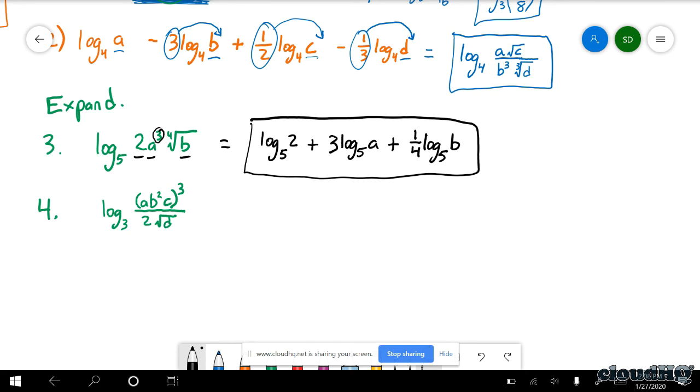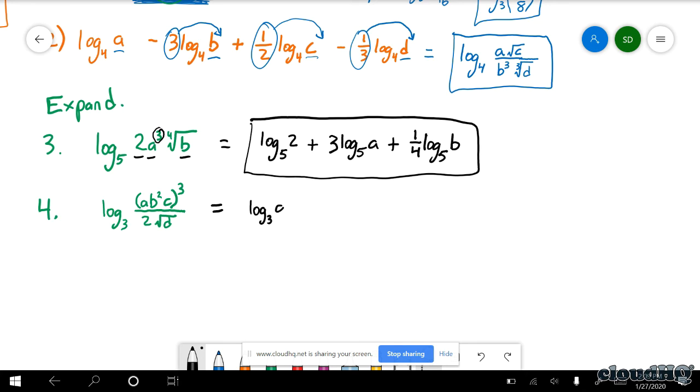There will be 5 logs. I have the A, the B, the C, the 2, and the D, right? Not worrying about exponents yet, not worrying about roots, just bases: A, B, C, 2, and D. So I'm going to do a log base 3 of each of those. Once again, leave some space between.